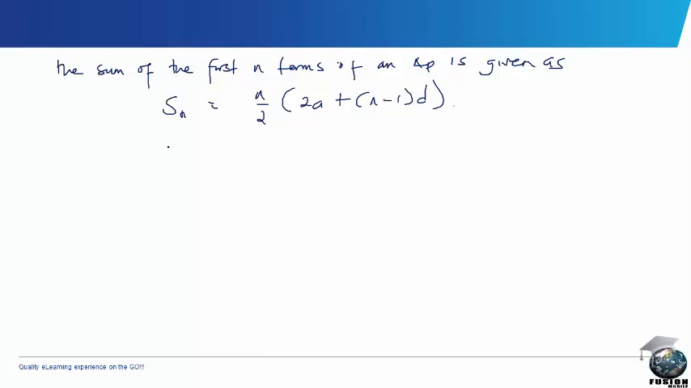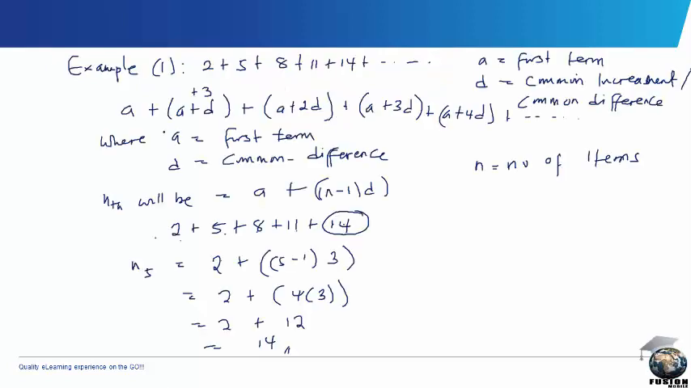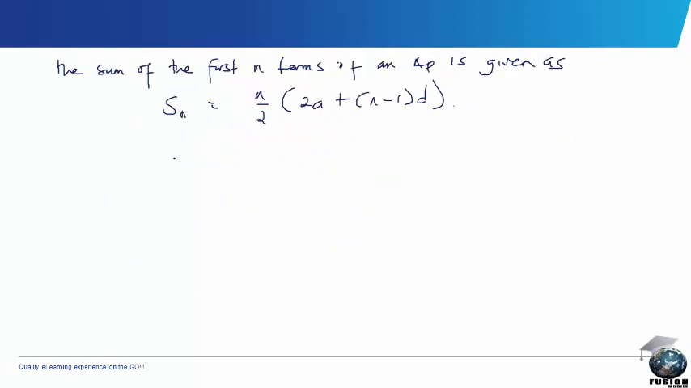Having made these illustrations, we should have two things in mind. The nth term of an AP is given as a plus n minus 1, where n is the total number of terms, minus 1, times the common difference d. So this gives us the nth term of an AP.